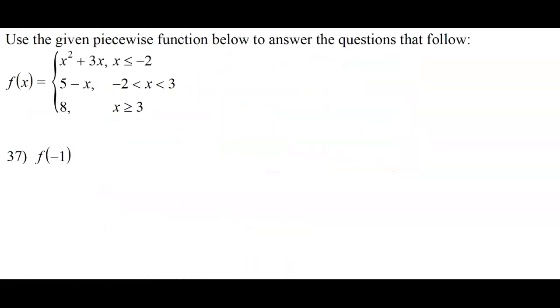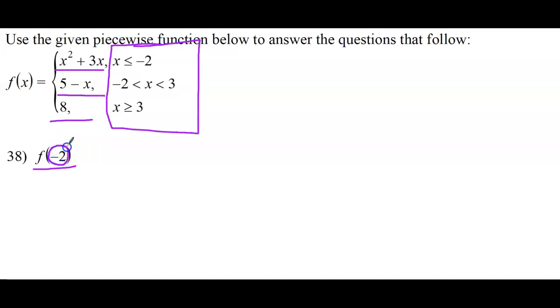Okay, let's go ahead and move on to number 38. So use this given piecewise function to answer the questions that follow. So to evaluate a piecewise function, that means we're plugging a number in for x. You have to know which piece to plug it into. And the way you know which piece to plug it into is by looking over here. So we have to ask ourselves, where is this number located? Is -2 less than or equal to -2? Is it between -2 and 3, or is it greater than 3? Well, -2 is equal to -2. So here's our winner, which means we'll be plugging the -2 into the top piece.